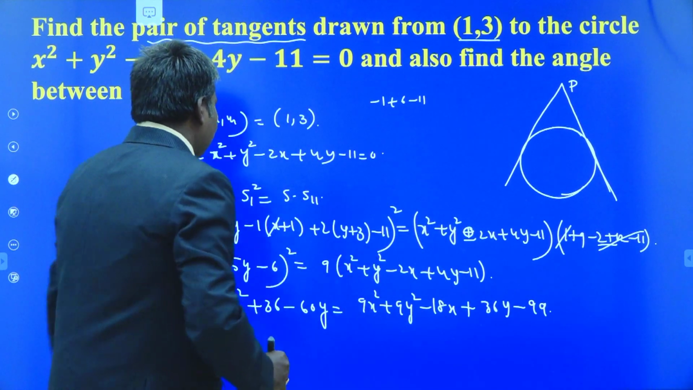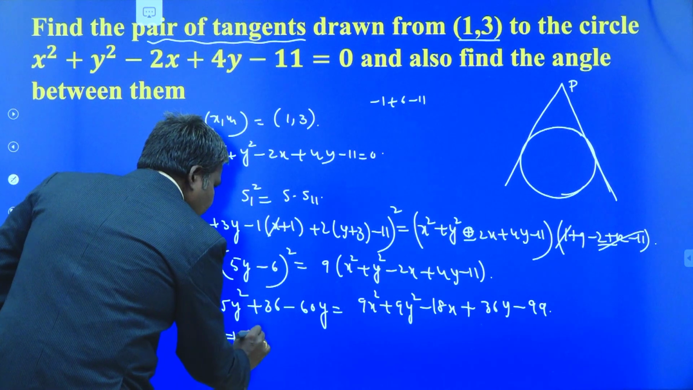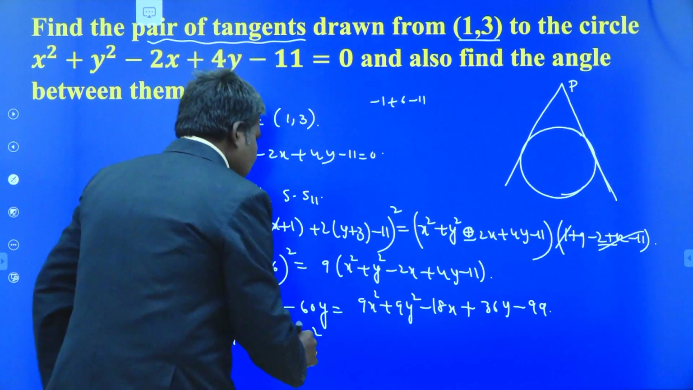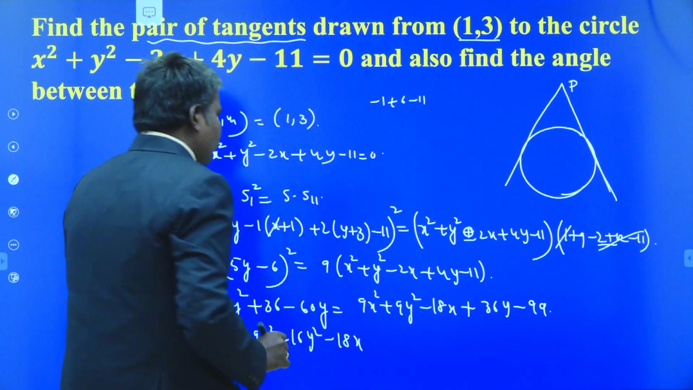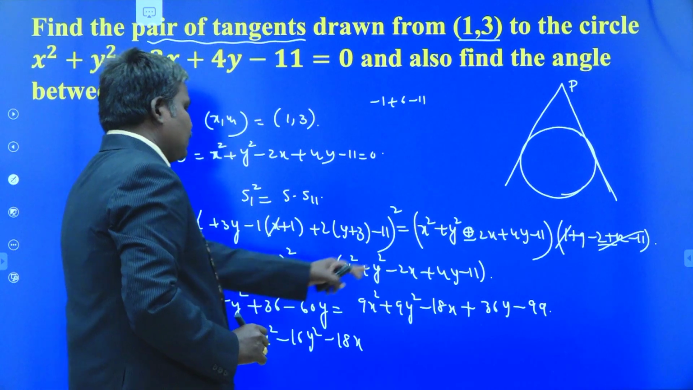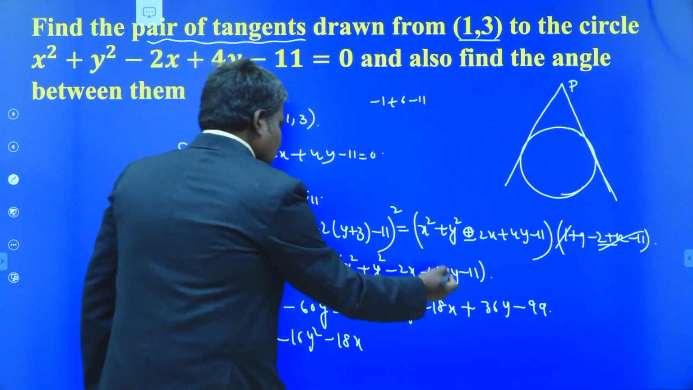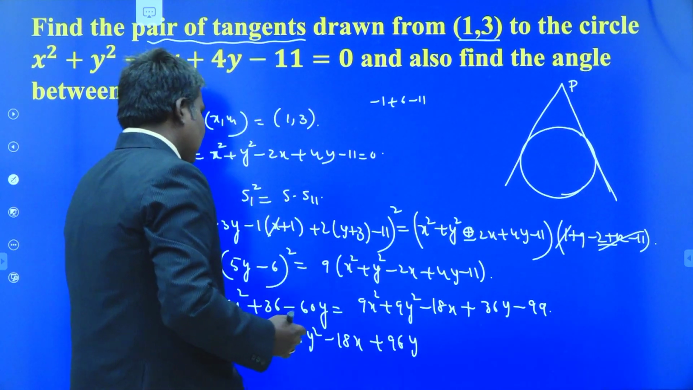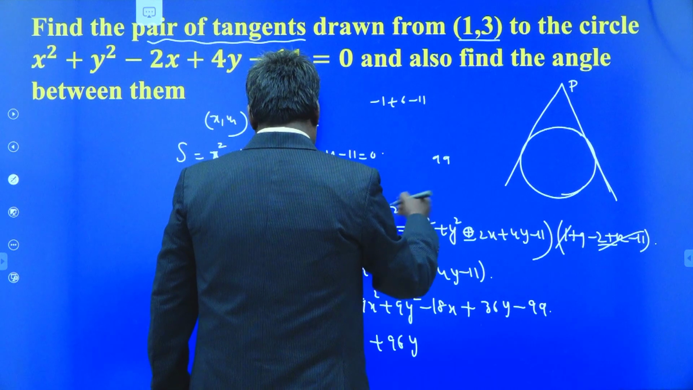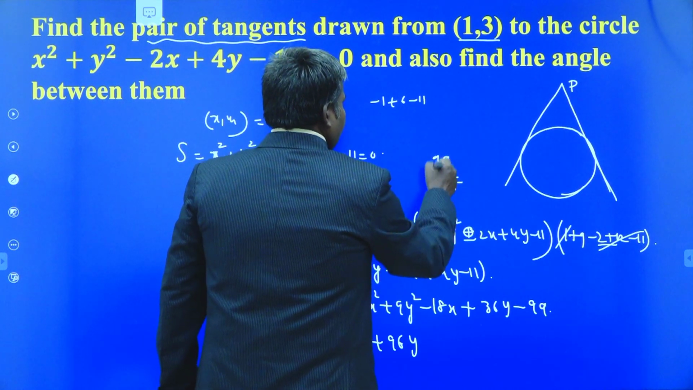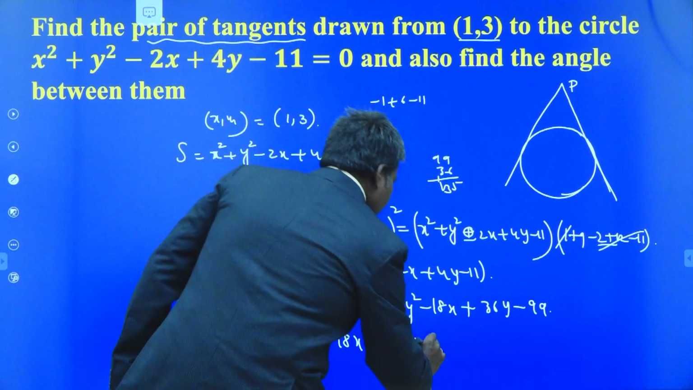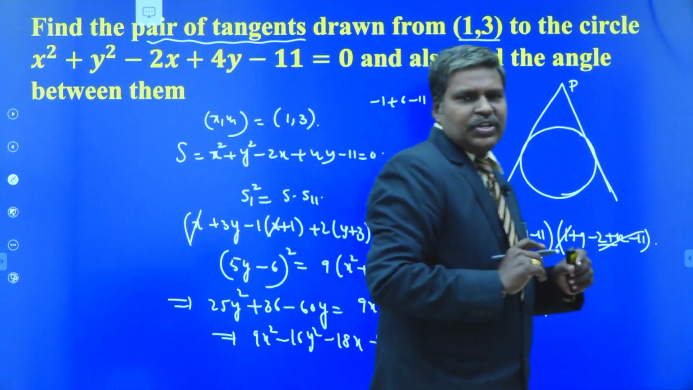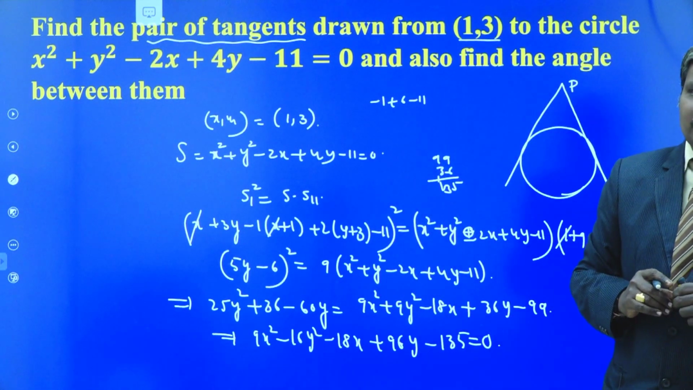Take the entire left side values to the right side. We get 9x square minus 16y square and minus 18x is there. And what we have? Plus 60y plus 36y, that is 96y. Plus 96y. That is 99 and 36 is there, that is minus 135. So this is the combined equation of the tangents drawn from the given point to the circle itself.